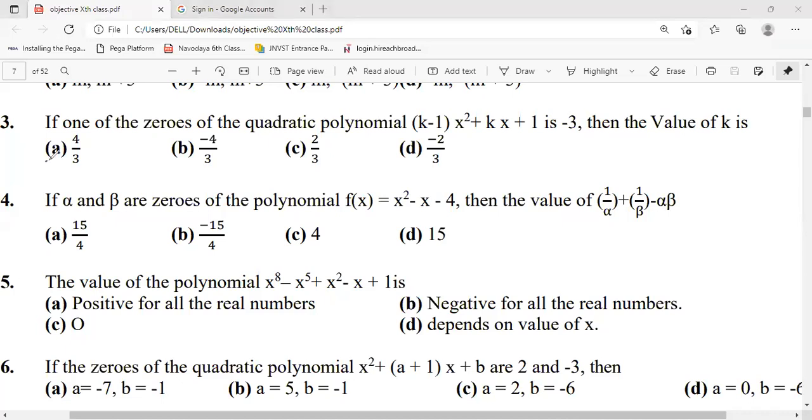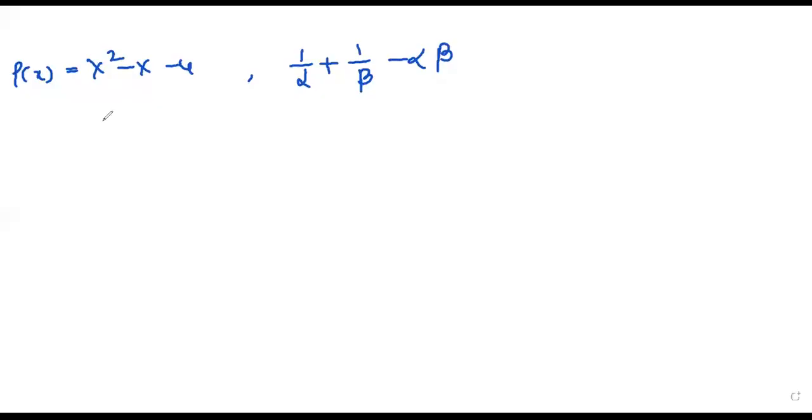Next question. Now, if alpha, beta are the zeros of the polynomial f of x is equal to x square minus x minus 4, then find the value of 1 by alpha plus 1 by beta minus alpha into beta. Problems like these are somewhat important. We have p of x equal to x square minus x minus 4. They are asking 1 by alpha plus 1 by beta minus alpha beta.